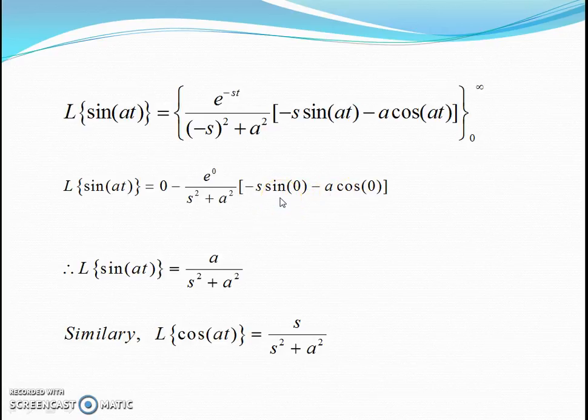But we know that sin 0 is 0 and cos 0 is 1. So Laplace transform of sin at equals a upon s square plus a square. Similarly, we can determine Laplace transform of cos at, which is equal to s upon s square plus a square.